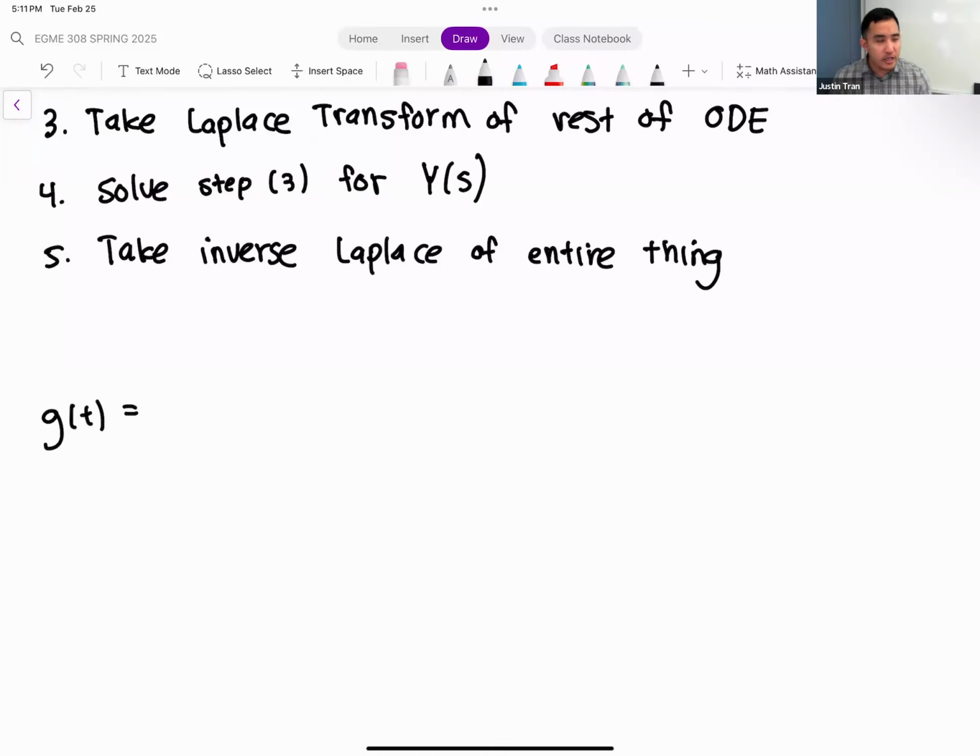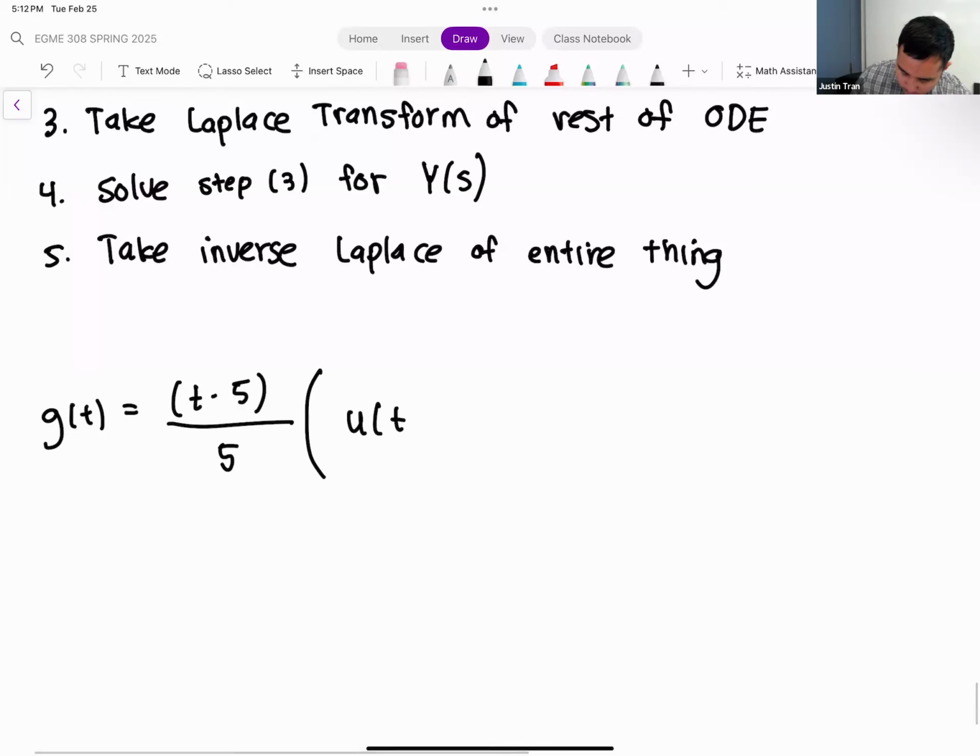So G of t has kind of two parts to it. There's a part where we have our linear ramp. Our linear ramp is t minus 5 divided by 5. This part is activated at t equal to 5, so we're going to take u of t minus 5. And this is deactivated at t equal to 10, so we're going to subtract u of t minus 10.